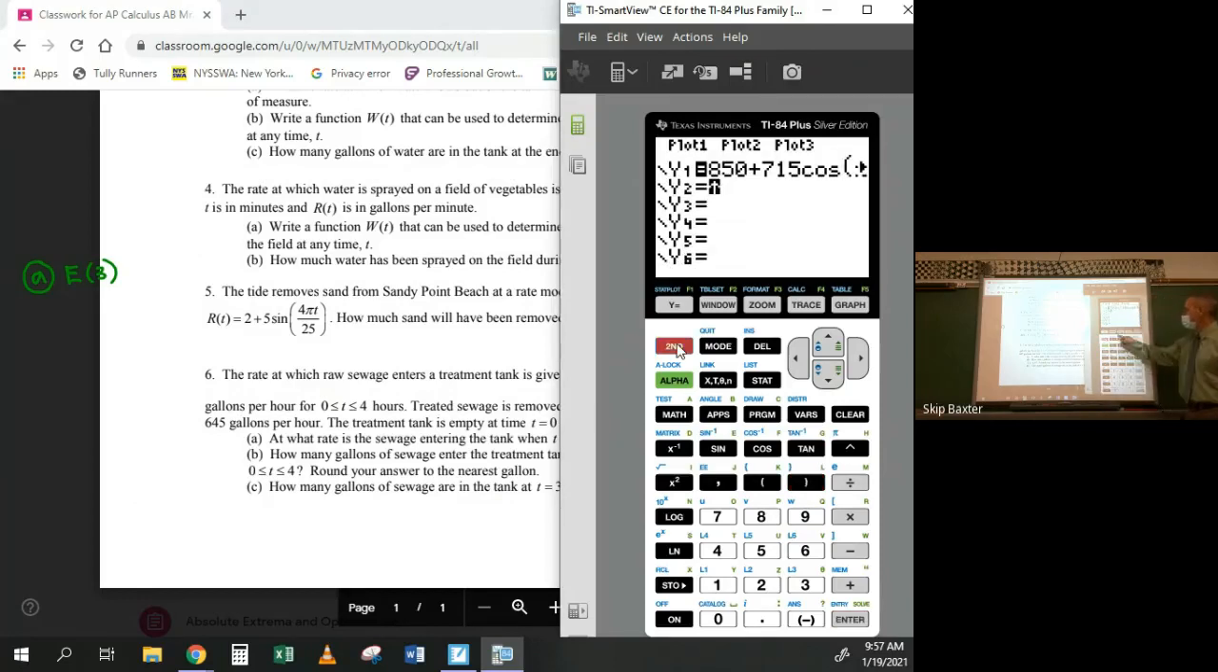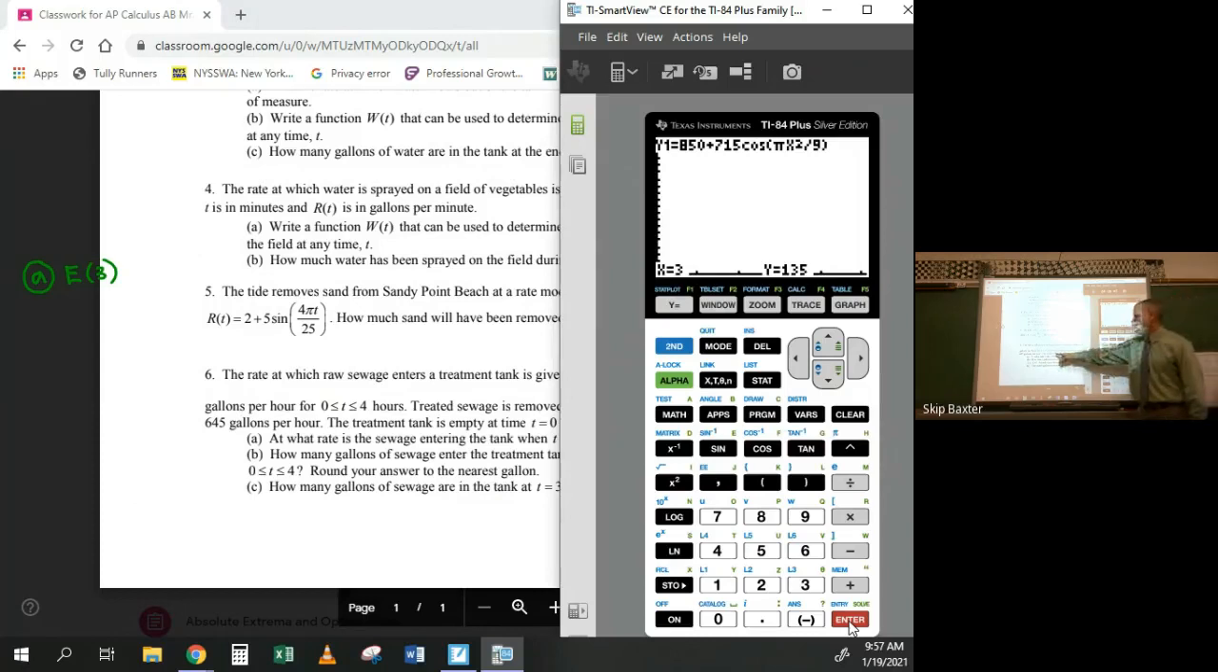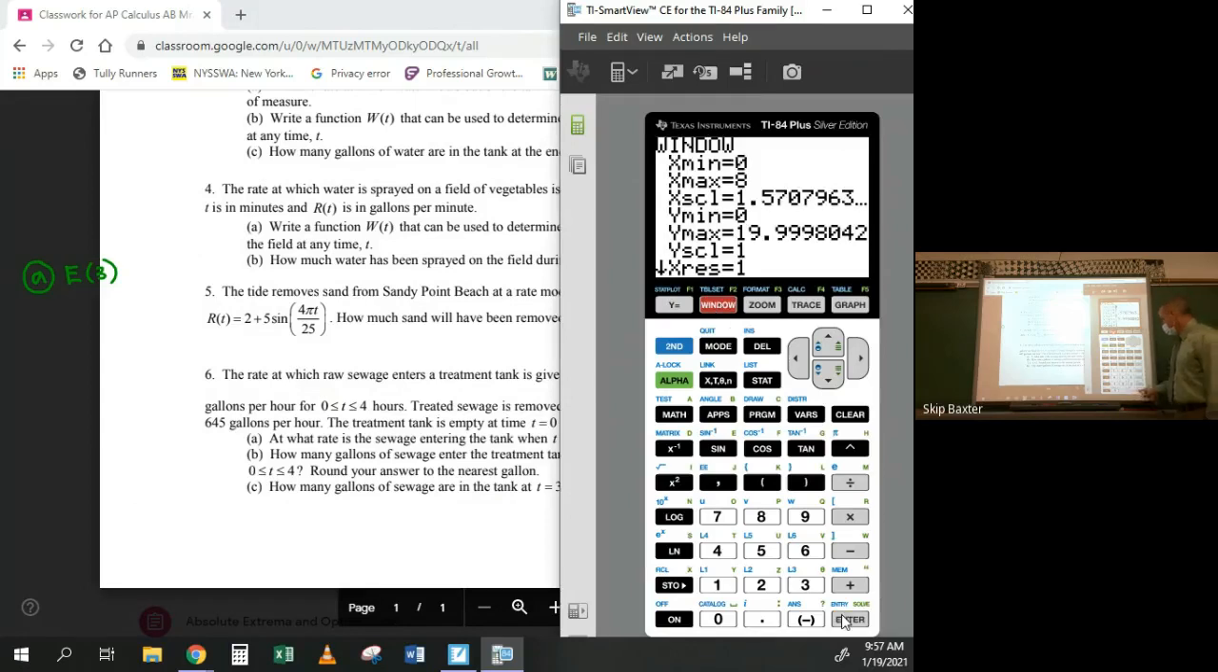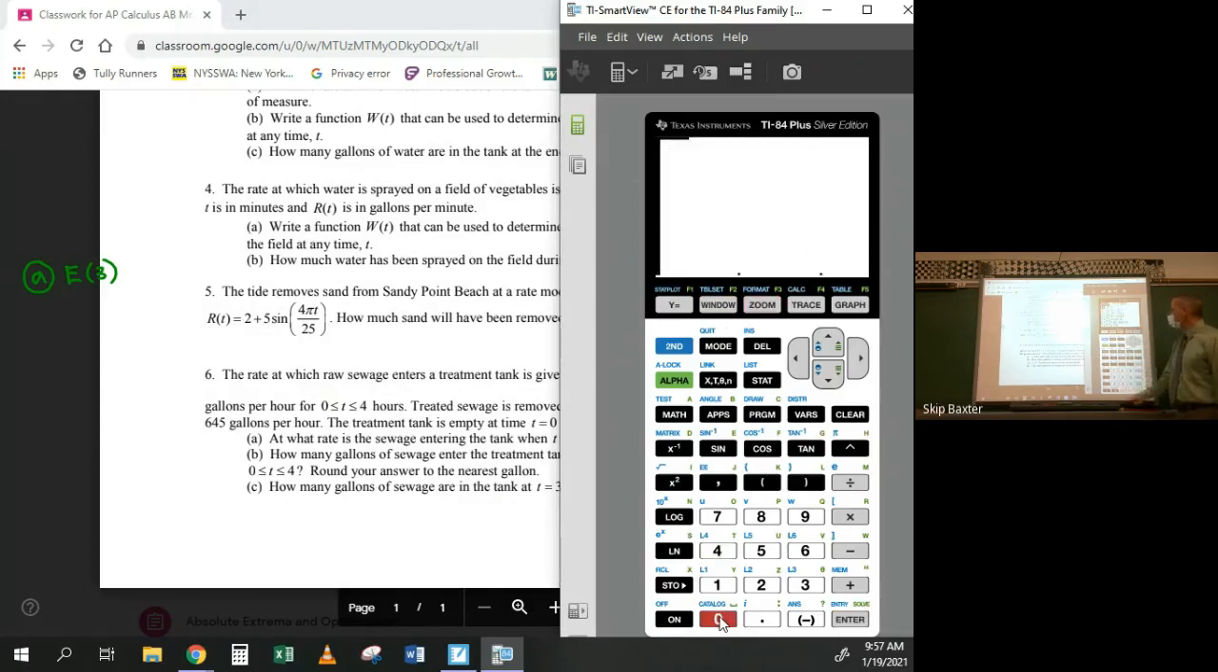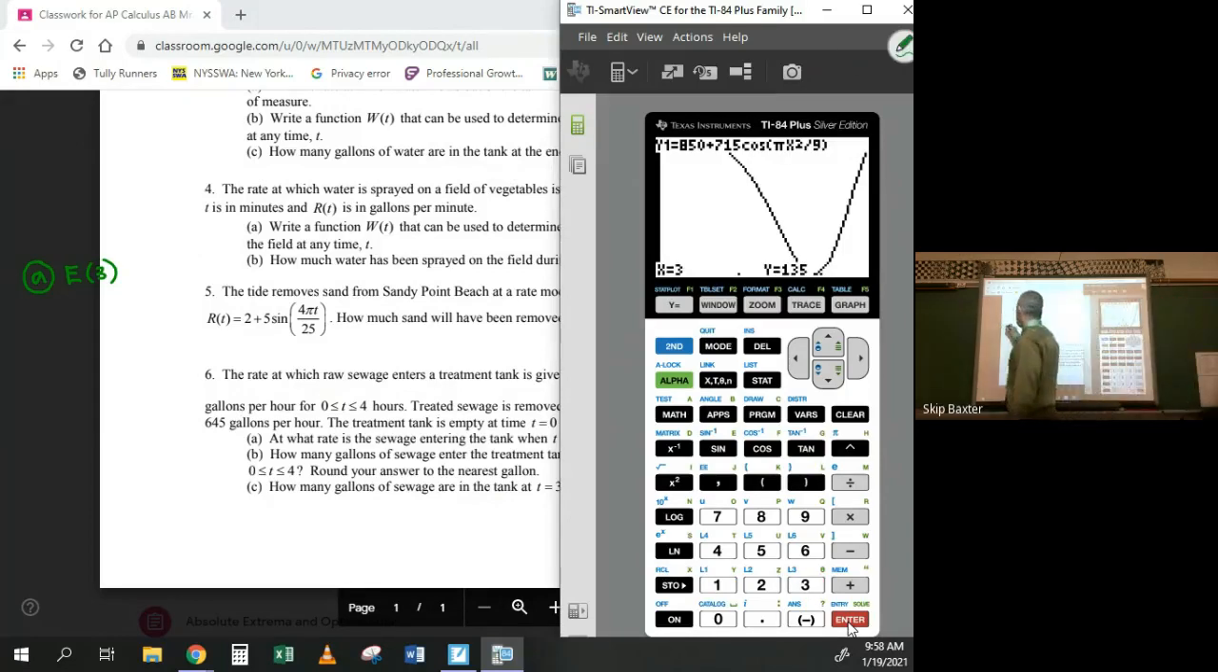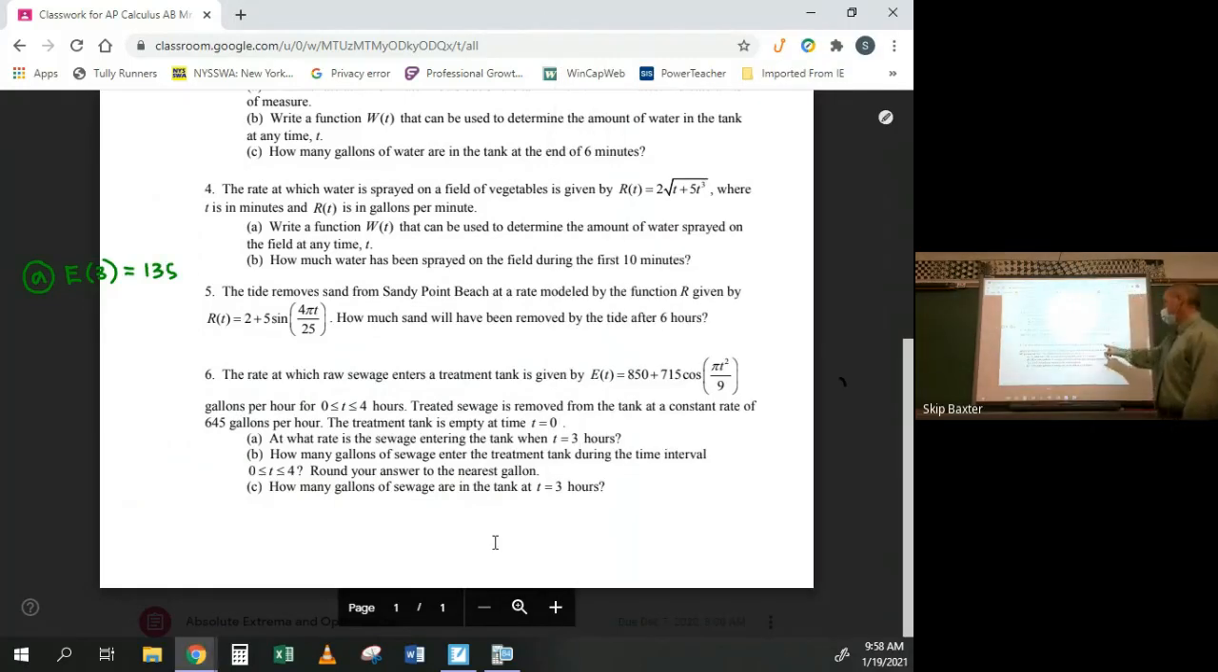Then I would just do second calc, value at 3. And it's 135. It's not on my picture because I didn't have a good window, but I could change the window to go from 0 to 4 and make sure you can see it. If I went from 0 to 4 and then zoom fit, there's the function. So second calc value at 3, so it's 1335 gallons per hour.